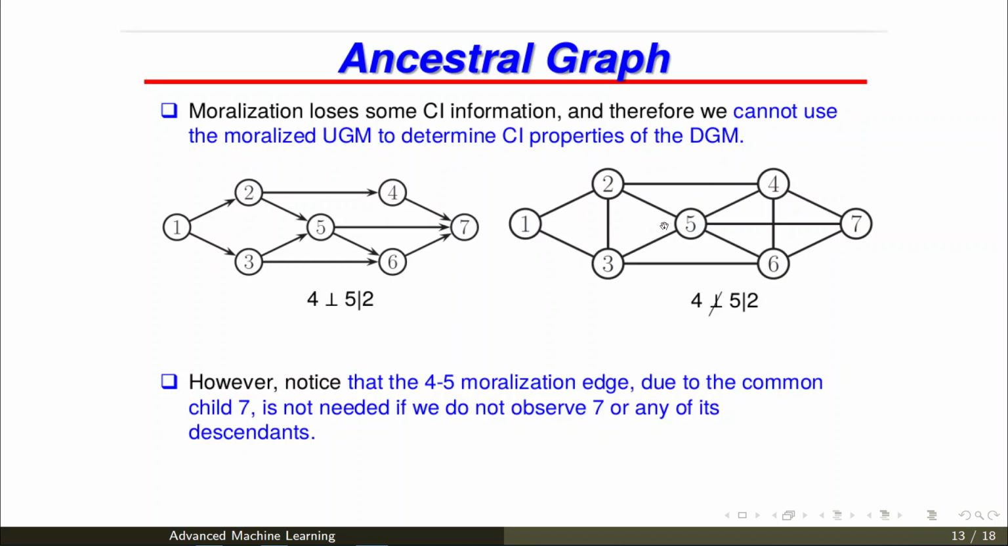This 4 to 5 link was created. Why? Because of this common child. So you observe that this link is actually not needed till we consider 7 or any of the descendants of 7, right?